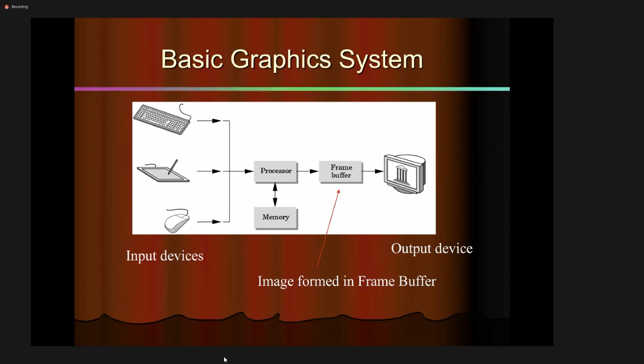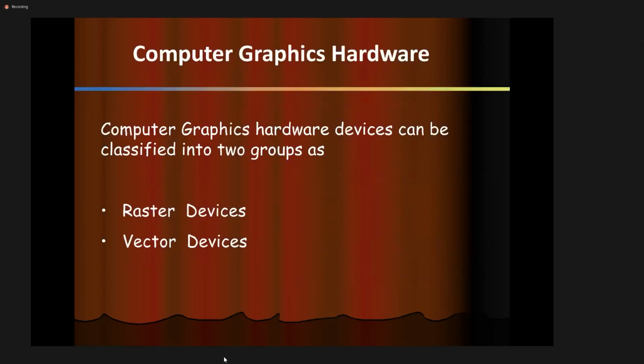In the basic graphics system, you can see these types of input devices, processing devices, and display devices. The processing device is normally supported by memory, and memory is used to store the data and necessary information for the representation of the graphics. Let's discuss these things next day in detail with these computer graphics elements.